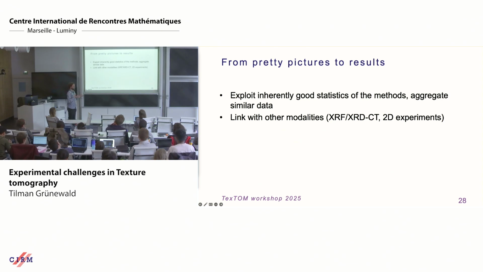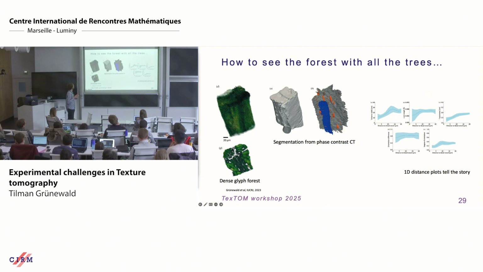When it comes to pretty pictures, we actually want to have scientific results. So there's a step of exploiting the data, trying to exploit the statistics that we have by having all these per voxel statistics within our sample. We can try to link with all the other modalities that we can record at the same time: fluorescence signal, the extra 2D experiments that we did, XRD CT. Because it's just difficult.